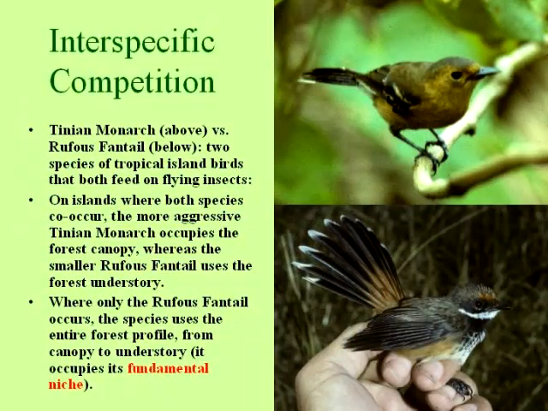So we can summarize all that like this. Where these two species co-occur, the Tinian monarch reduces the fundamental niche of the rufous fantail to a realized niche of only the forest understory. Where the monarch is absent, the fantail expands its niche to its fundamental niche, or something resembling that. We can't really know for sure without further study, to occupy the entire forest.